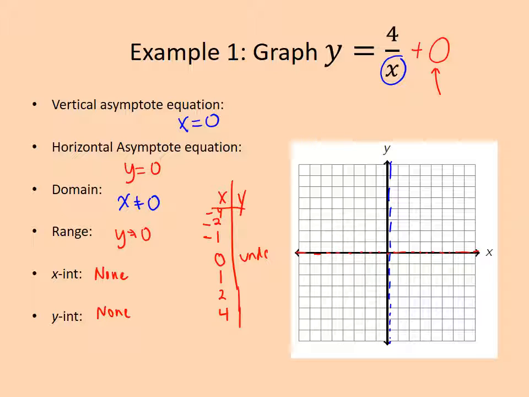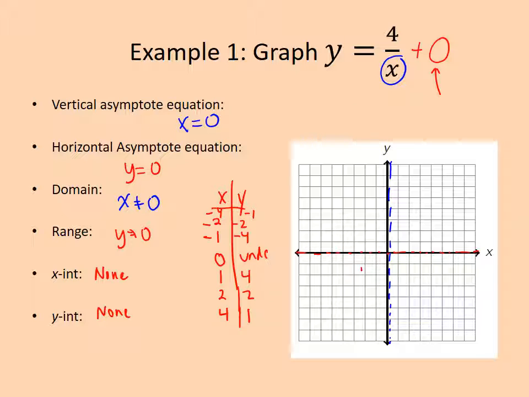So when we fill in this table, which I would encourage you to do using your calculator, I would put the equation 4 divided by x into your calculator. You end up with the following points. This is 4, this is 2, this is 1, and this is -4, -2, and -1.